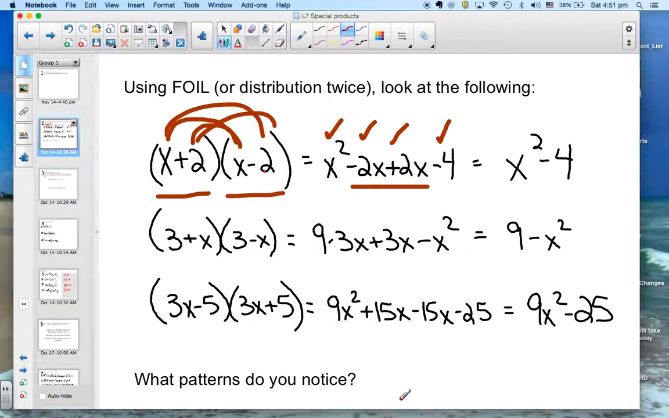Okay, so hopefully what you noticed was that in each of these cases, the first term was the same: x times x, 3 times 3, 3x times 3x. The second term was the same: 2 times 2, x times x, and 5 times 5. Although, hopefully you also noticed, the signs were opposite. So what winds up happening is, when you go to combine the like terms in the middle of the FOIL, they add up to 0. And so your final answer becomes a binomial.